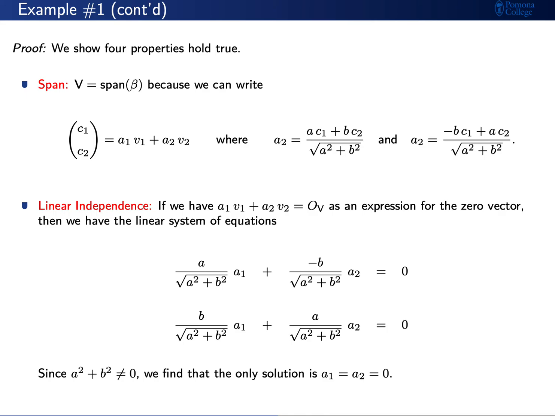Next, let's prove linear independence. That is, we'd like to ask what are all solutions to the equation a1 times v1 as a vector plus a2 times v2 as a vector equals the zero vector. This corresponds to a system of two equations, two unknowns, where we try to solve for a sub 1 and a sub 2. In working out what you see here on your screen, we can actually solve for a1 and a2 to find that they both must be 0. Hence, the only solution must be 0, so we see that our set beta must be a linearly independent set.